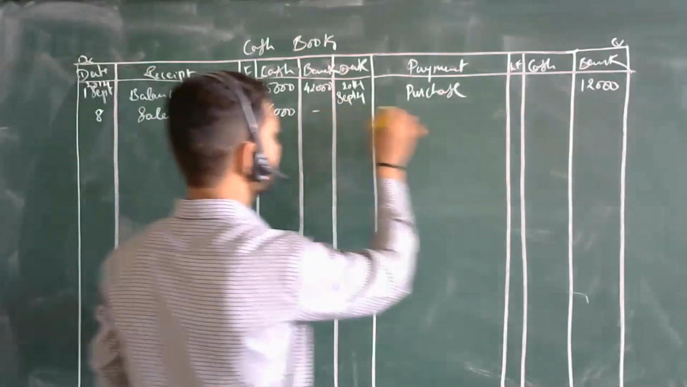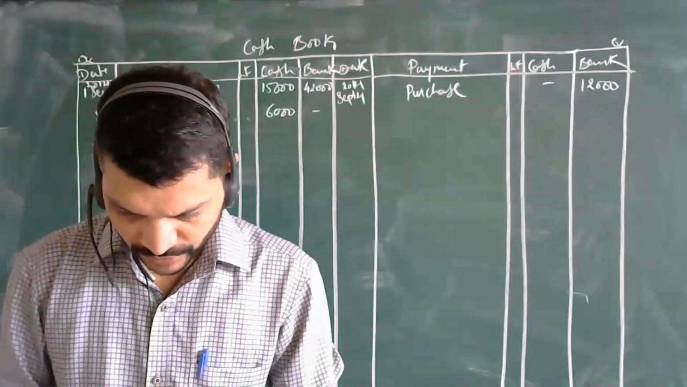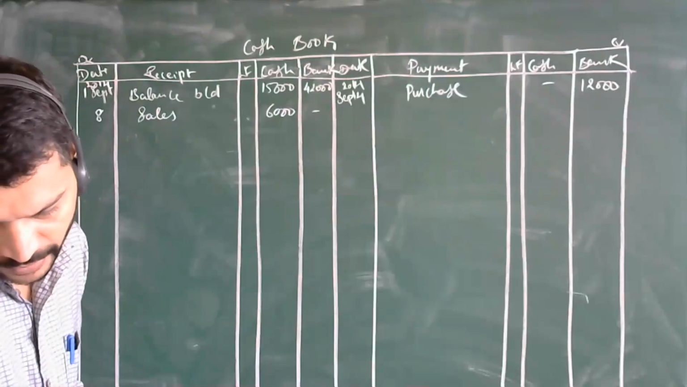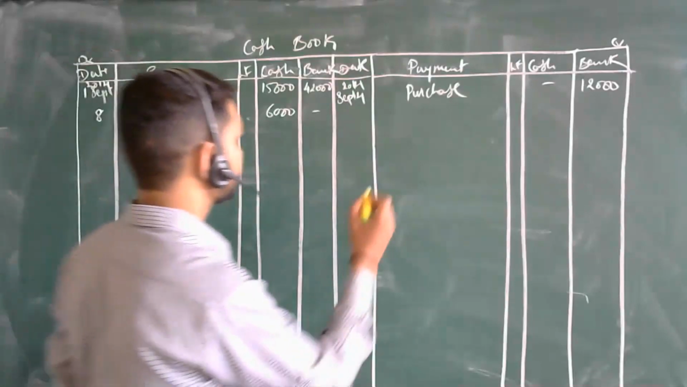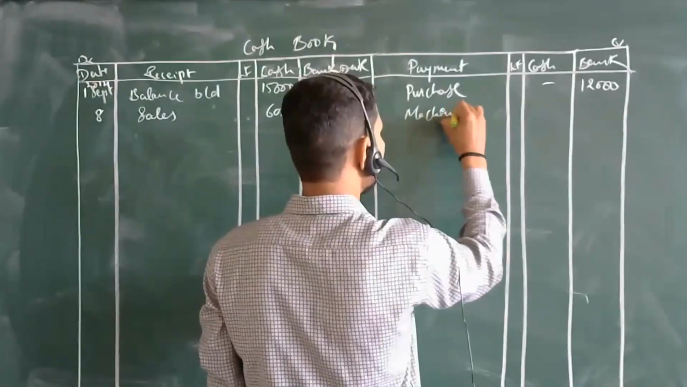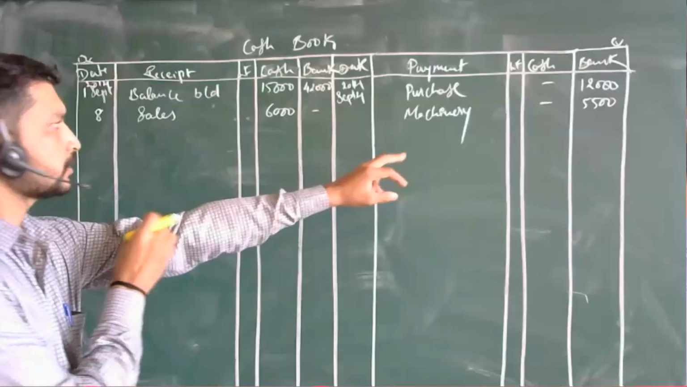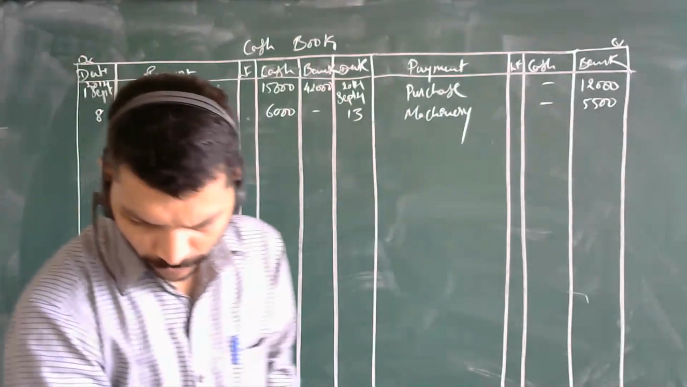So here we are not having the transaction over here. Then next, what is the transaction? Purchase of machinery by check after the 8th, 5,500. Machinery, we should write machinery over here. 5,500. It is 13th, right? Done.